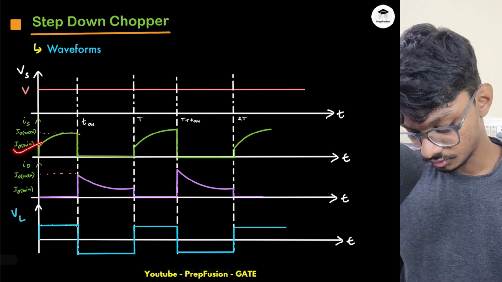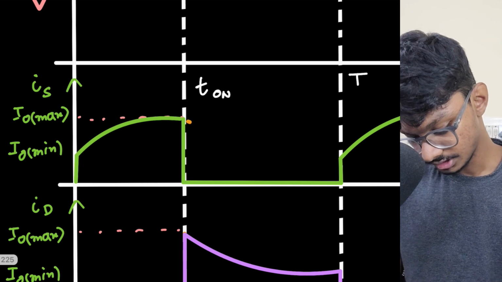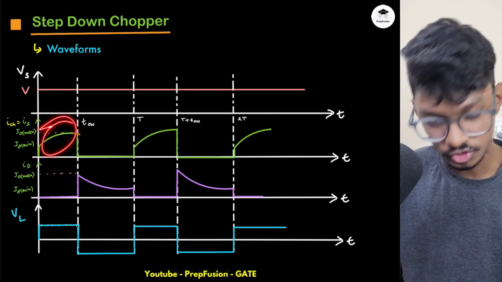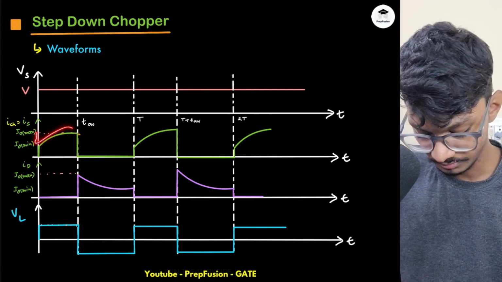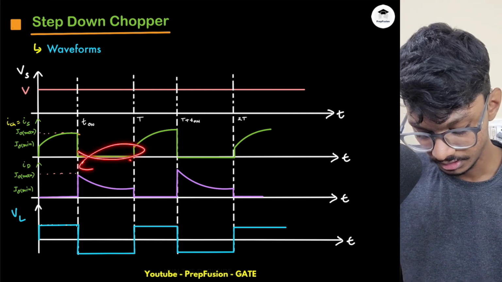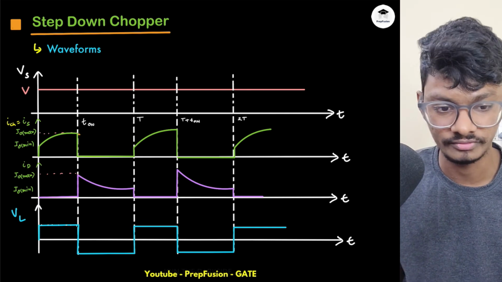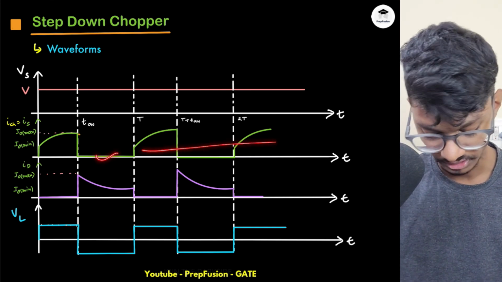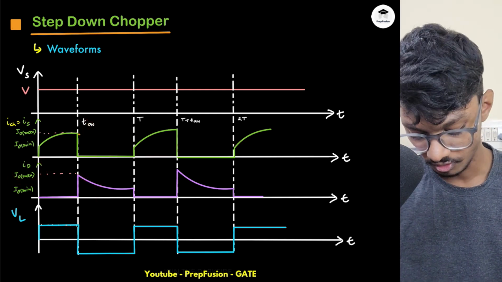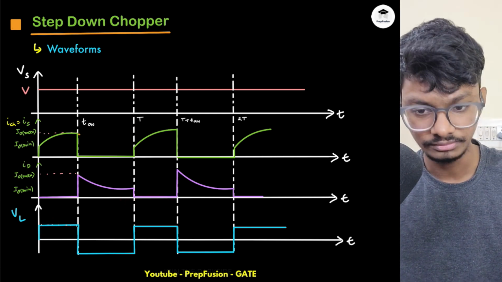Next is source current. Source current and the chopper current are the same. Source current is equal to chopper current. It is on when the chopper is on. So from 0 to T on, it will be the same as the load current, and from T on to T, it will be off, so source current will not be a non-zero value, it will be 0, and this will repeat. Diode current will be just the opposite. It will be on when the chopper is off, and it will be off when the chopper is on. And VL voltage, these are the same.